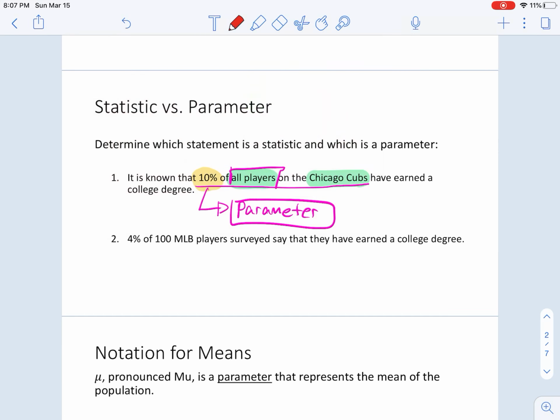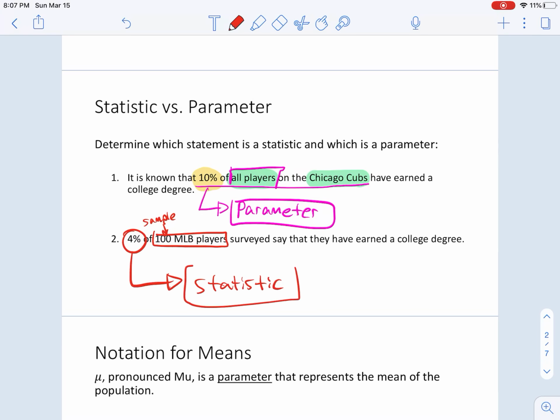Number 2, 4% of 100 MLB players. If you aren't aware of this, MLB is the Major League Baseball league, and it has a lot more than 100 players. There's 26 players per team, so just 4 teams out of the 30 have 100 players. So this is not describing the entire population of MLB players. It's only describing a sample. This right here is a sample. That means that this 4% here is a statistic because it's only describing a sample. It's not describing the entire population.